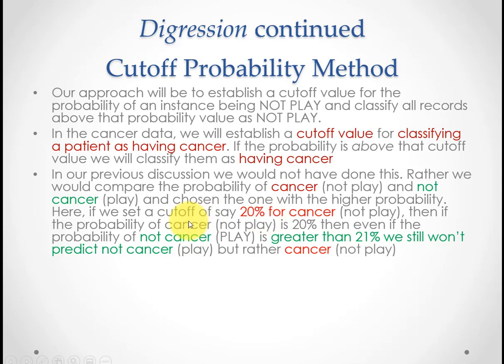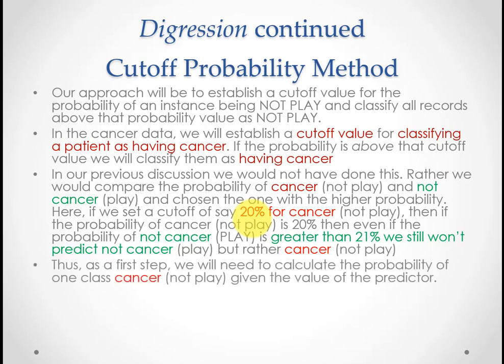But here, we set a cutoff of, say, 20% for cancer, or going back to the other data, not play. Then if the probability of cancer is 20%, even if the probability of not cancer is greater than 20% or greater than 21%, we still won't predict not cancer, but rather cancer. So even if this is down at 20% and maybe the not cancer is 80%, we still may choose to do this because of the cost of making a mistake of telling someone they don't have cancer when they actually do. Thus, as a first step, we'll need to calculate the probability of the cancer class. We don't necessarily have to calculate the probability of the other class, because we check whether the cancer class is at least 20%. If it is, then we will say they have cancer.